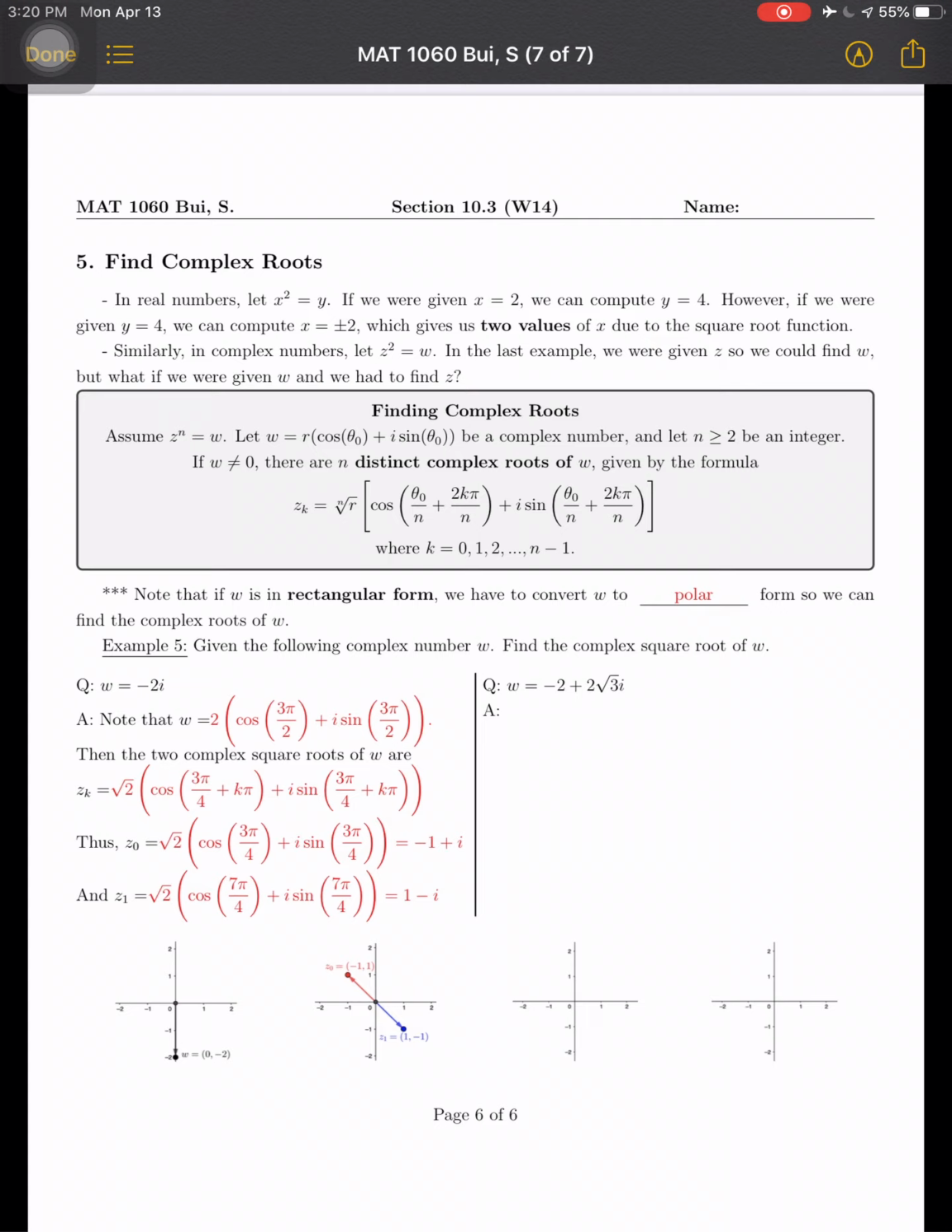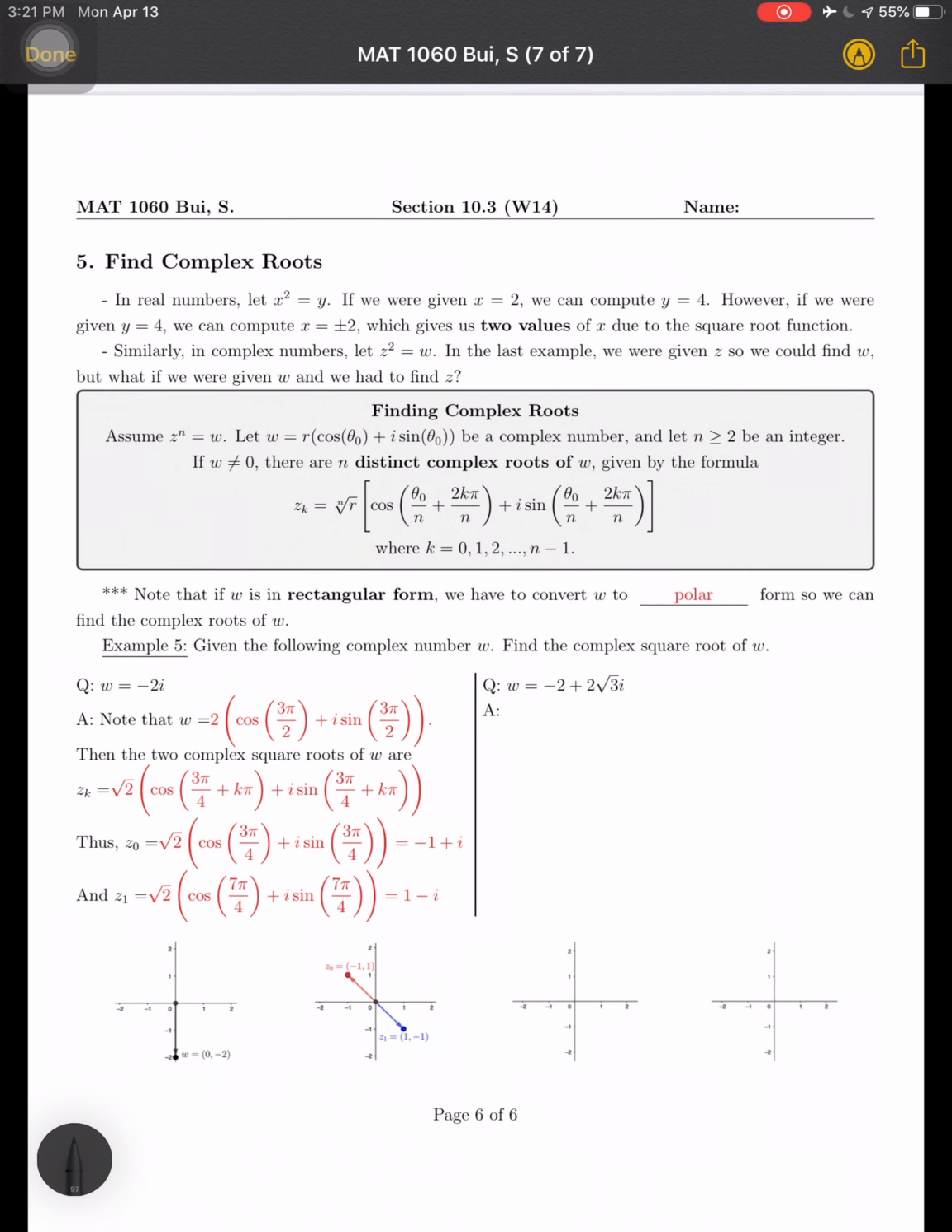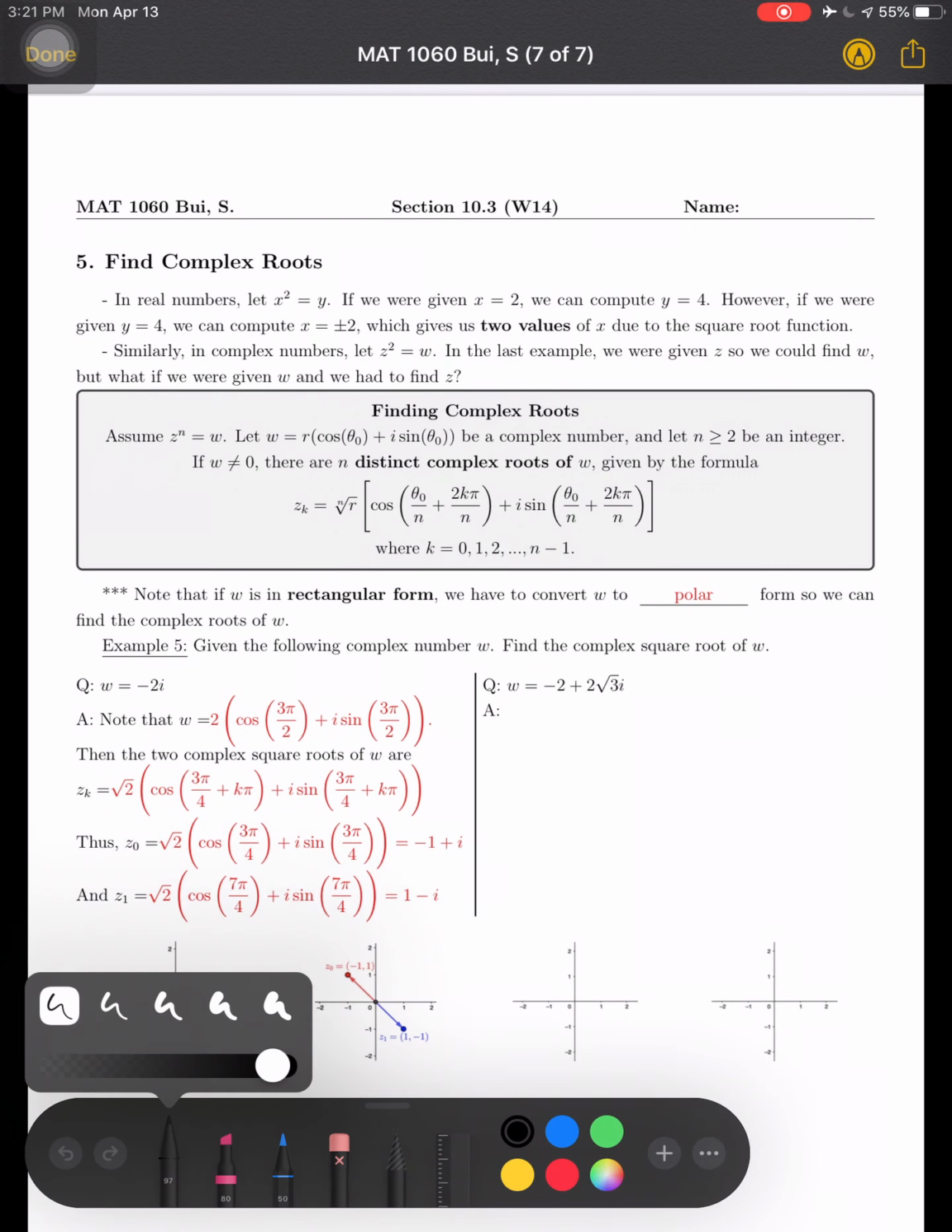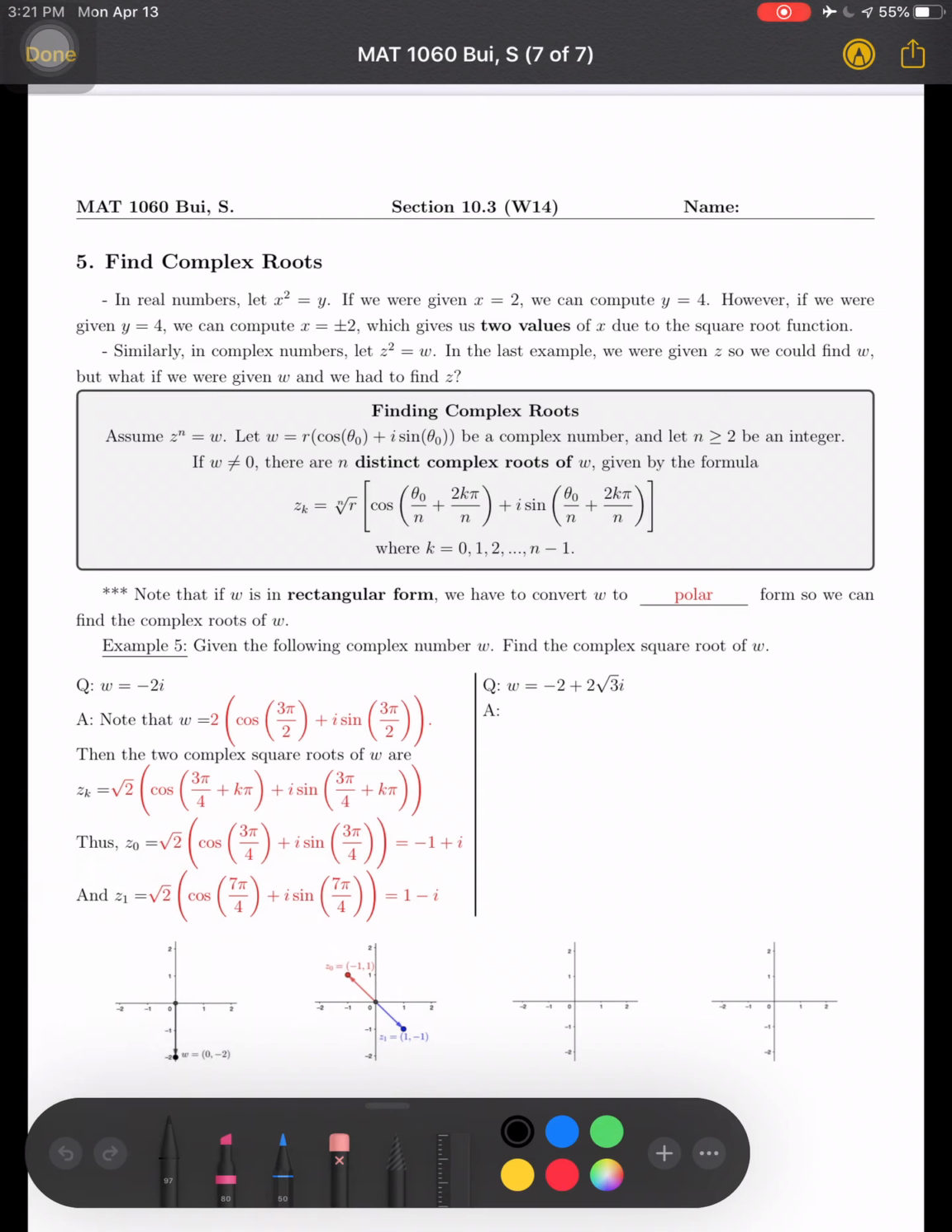So in real numbers, before we talk about complex numbers, I want to recall a quick example about the real numbers. For example, let x squared equal y. I hope you remember that this is the square form. So the graph of it will look like a sideways parabola-ish.